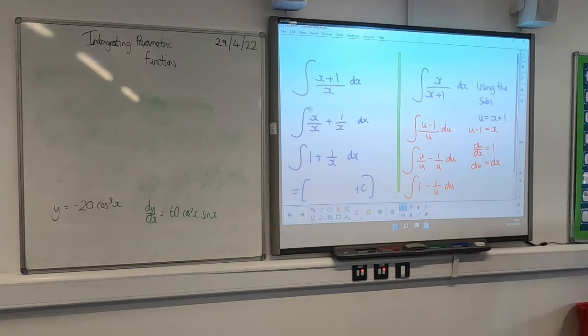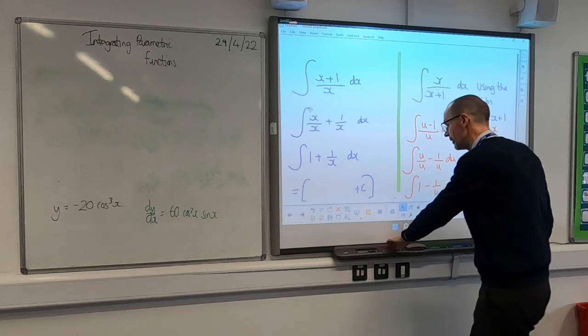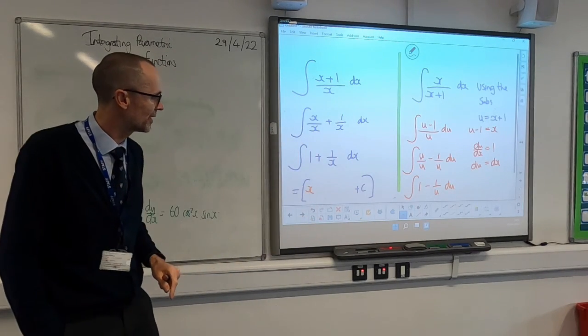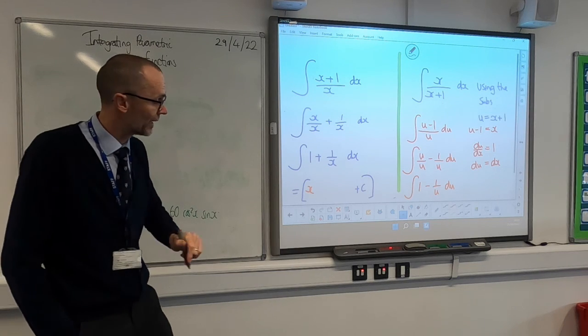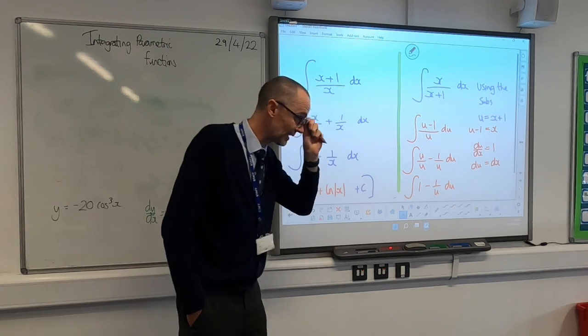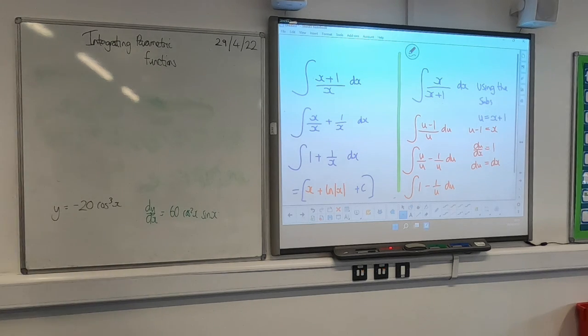So on the left-hand side, I just get 1 plus 1 over x. I can integrate 1 when x is the variable. I just get x, and 1 over x is the ln of x. So when we're integrating any 1 over statement, we must remember the modulus signs there, just so we don't fall foul of any trying to log negative problems.